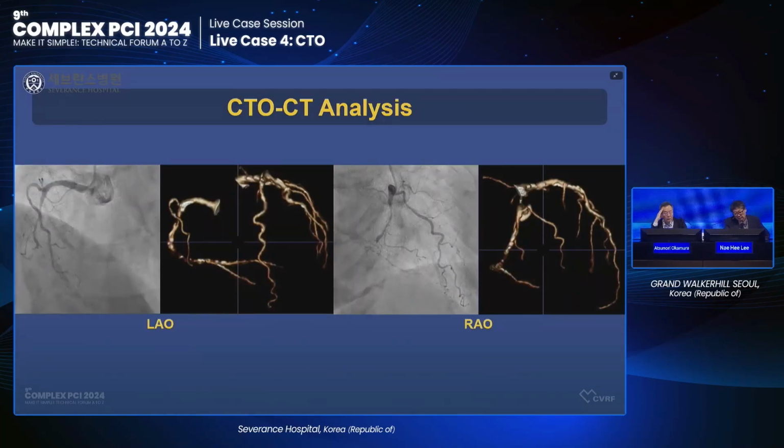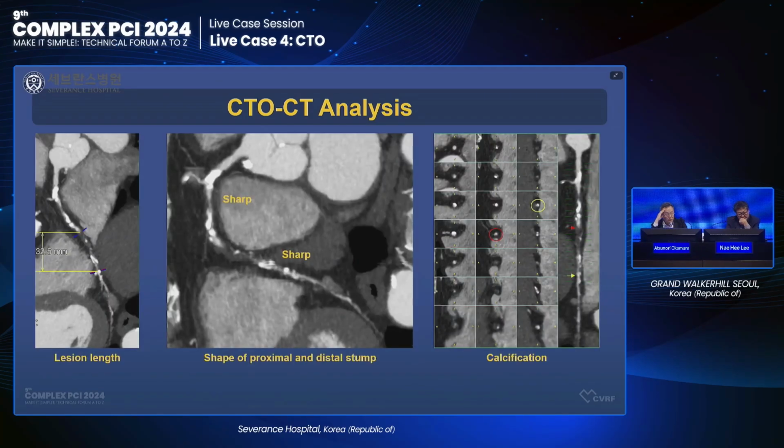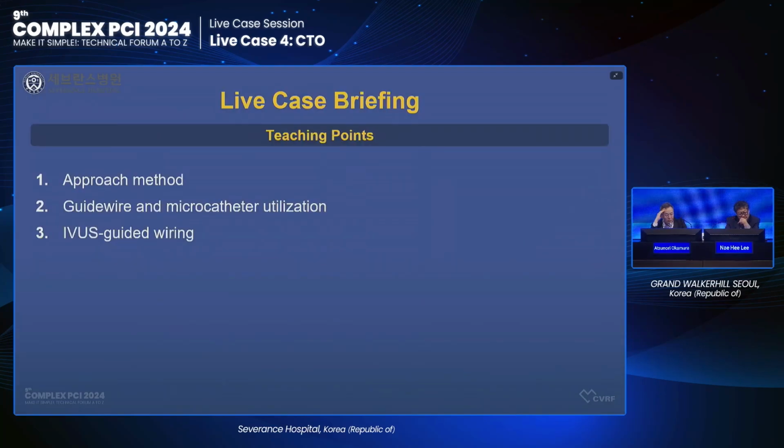We underwent CT analysis per our CTO-CT protocol, exactly matching the procedural angiographic view. This is the comprehensive analysis. You can see that the lesion length is around 33 millimeters, and the proximal cap looks like a tapered tip, and I marked it with the red circle. The calcification of the proximal cap is not so severe. However, the distal cap also has a sharp tip morphology, but the calcium burden is around 8% calcification. So this is today's case.